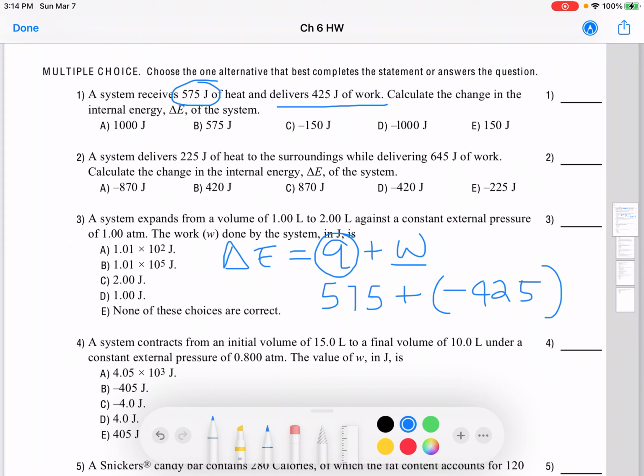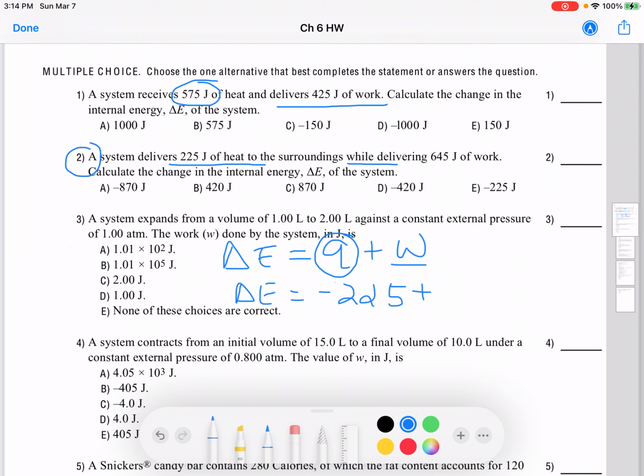Okay. And for the second one, it says the system delivers 225 joules of heat. If the system is doing something, is it going to gain that amount or is it going to lose that amount? It's going to lose, right? So it is heat, that means the heat Q term is going to be negative 225. Then your delta E is going to be negative 225 plus the work, while delivering 645 joules of work.